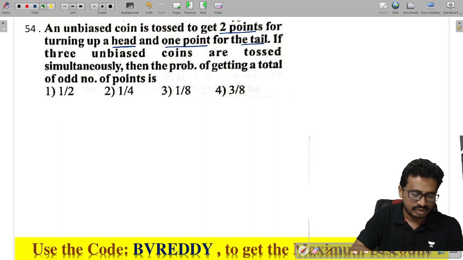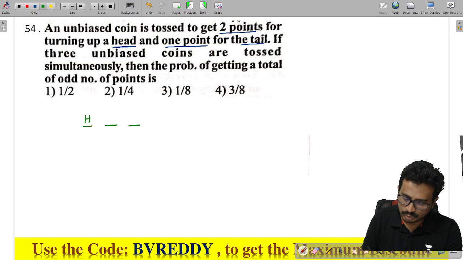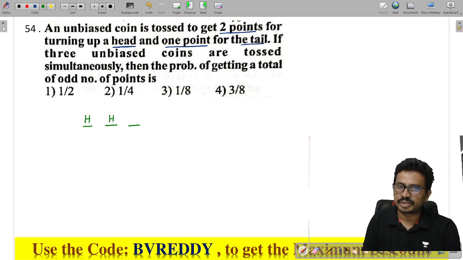See how an odd number of points happens. We have 3 coins. Here if I get a head, I get 2 points. If I get one more head, I get another 2 points, 4 points. If I get one more head, 2 points. That means it will become an even number. 2 plus 2 plus 2, that is 6. It is an even number. But I need to get an odd one here.